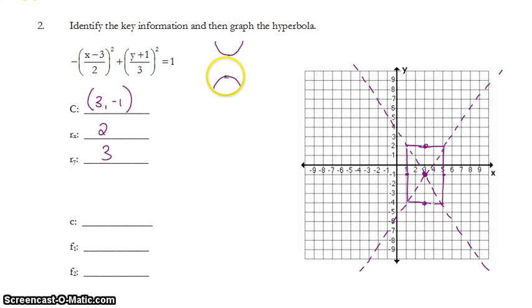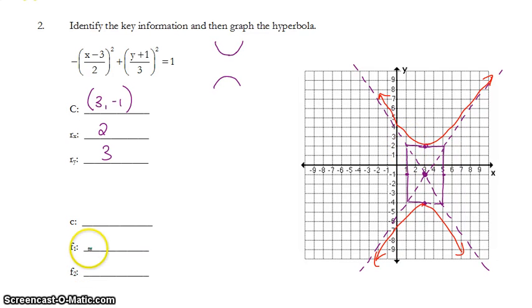I already know that's opening up and down because my y was positive, so I can go ahead and graph my hyperbola opening up and down. I'm not looking for perfection. I'm looking to make sure you never cross those lines. Okay.